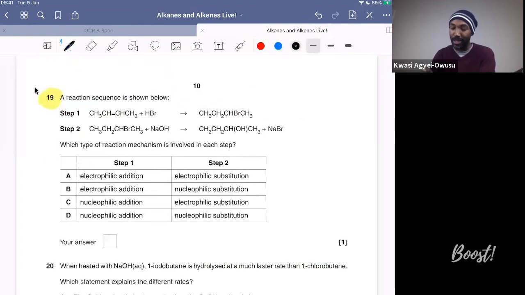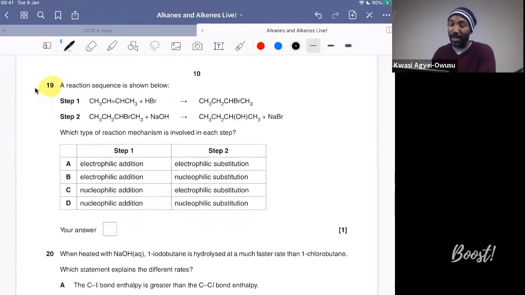We move on to 19. So the reaction sequence is shown below, and we're looking at two steps where HBr is added to an alkene in the first step, and then you've got what looks like a hydrolysis of a halogenoalkane in the second step. In our question, it says which type of reaction mechanism is involved in each step. So we should have step 1 being an electrophilic addition, and step 2 would be the nucleophilic substitution using the OH. So we've got B as our answer. Okay, so if we put B in that box, very good.